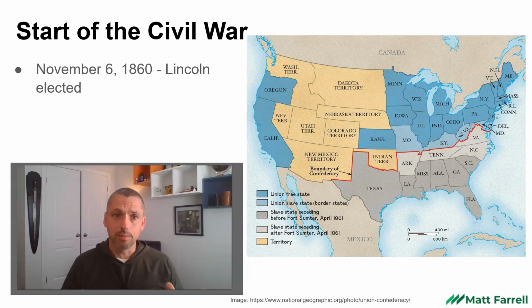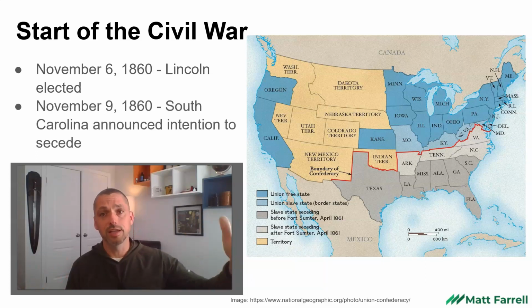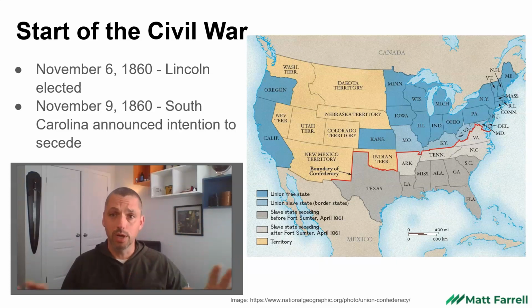Here's the timeline here. On November 6th, 1860, President Abraham Lincoln was elected. He was elected president on an anti-slavery platform. That was the idea. He was not in favor of slavery. So 3 days later, South Carolina said, we're leaving. 3 days of having a president that didn't like slavery was too much for the South.